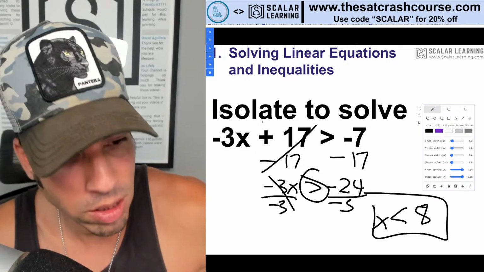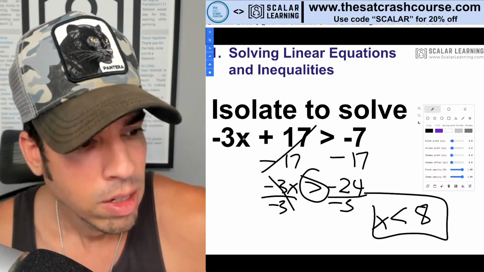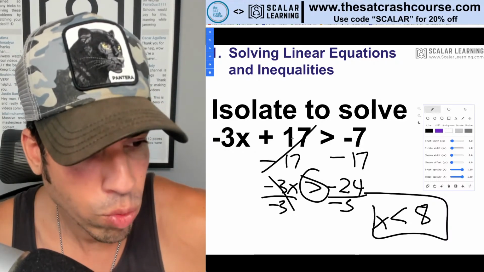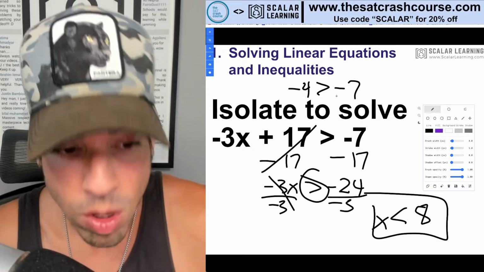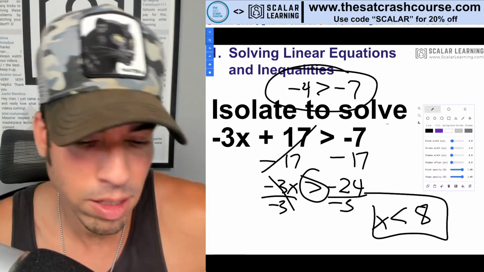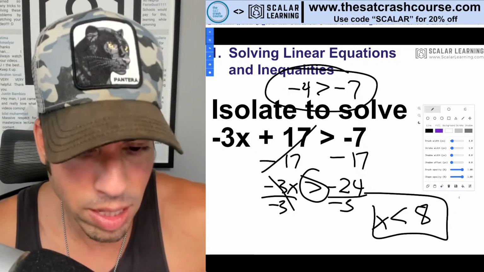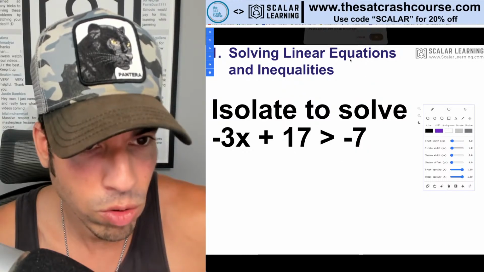So less than 8, all right, well, let's try 7. Plug in 7. 7 times negative 3 is negative 21, plus 17 is negative 4, and negative 4 is indeed greater than negative 7. So you can verify, hey, did I flip it or did I not? Did I make a mistake by plugging in something within that zone? And we can see that that was done correctly. All right.